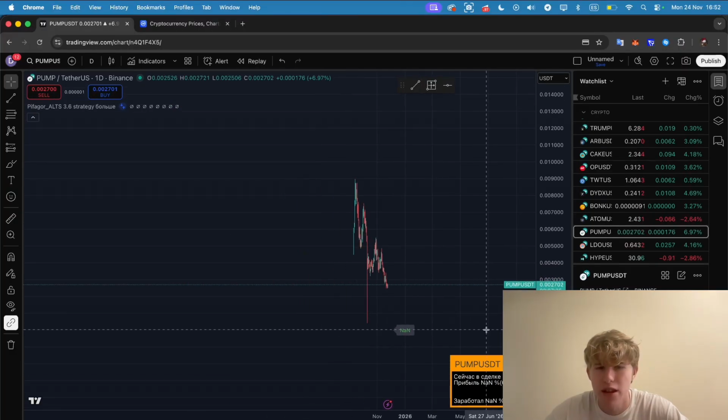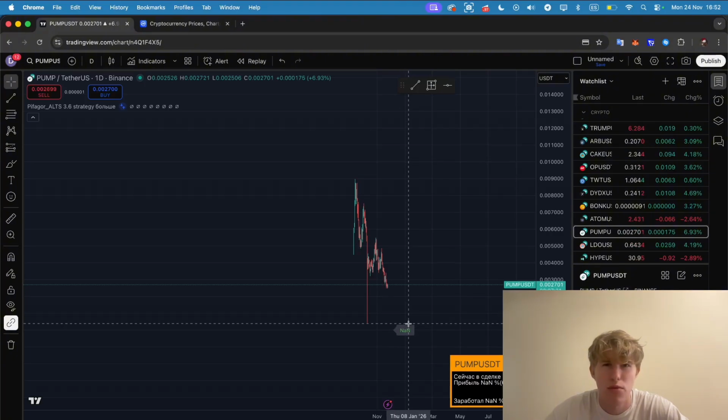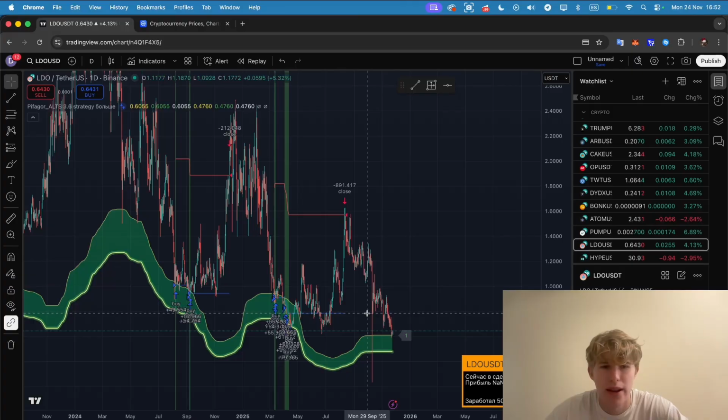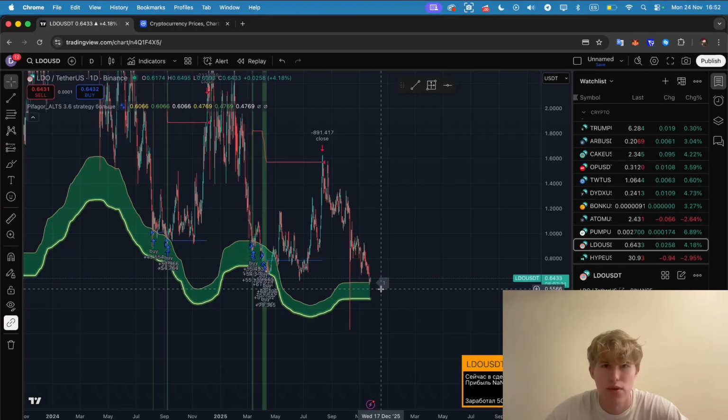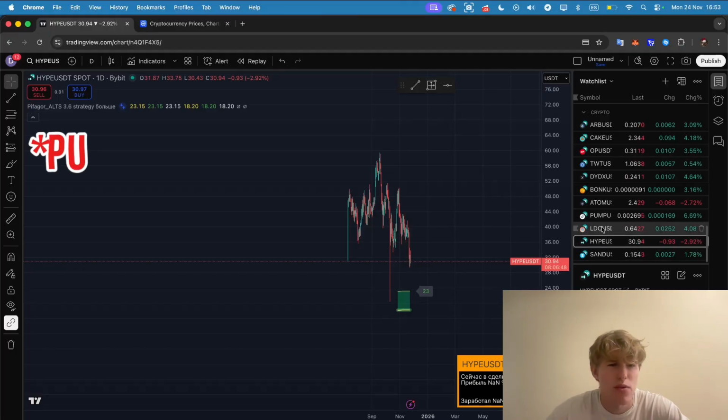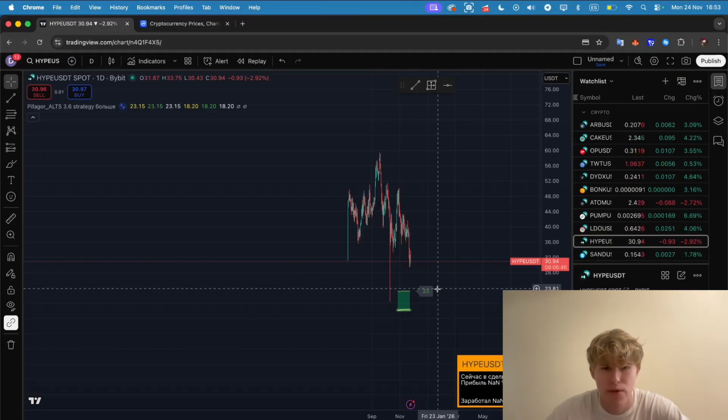Pump is a pretty fresh coin, so this formula is not working, but we have to wait. LDO got to the take profits, and right now there's no current signal. Hype, pretty much the same story, but we have to wait for $23 and lower to see some signals.